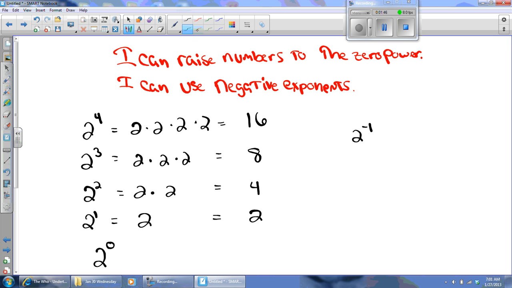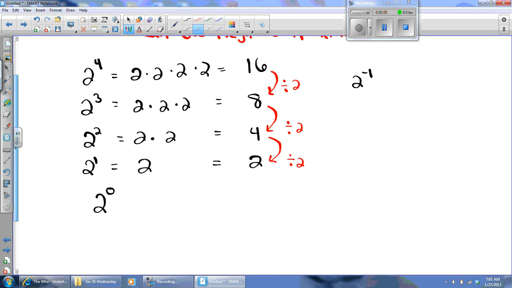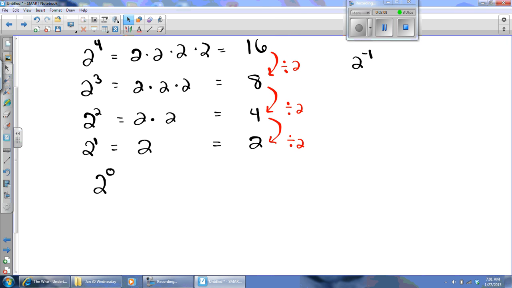Now, ask yourself, how do I move from 16 to 8? Well, I divide it by 2. 8 to 4, I divide it by 2, right? You see that? I divide by 2. So, what do you suppose 2 to the 0 power is? Well, if I divide by 2 to go from 16 to 8, divide by 2 to go from 8 to 4, I'm going to get 1. 2 to the 0 power equals 1.